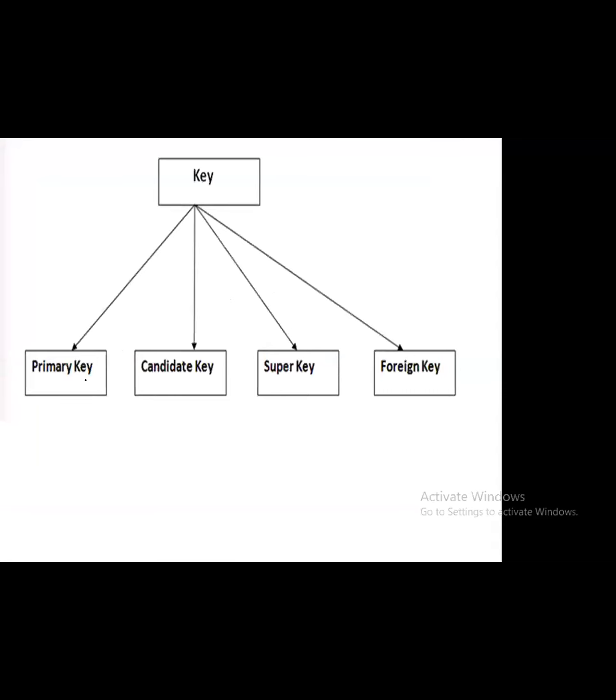So I have different types of keys. Keys are nothing but constraints. The constraints are nothing but a set of rules. So how can I have a set of rules for attributes? Okay, so this is related to the attributes. There is something called a primary key, a candidate key, a super key, and a foreign key.